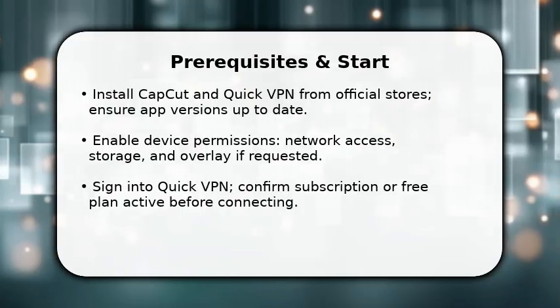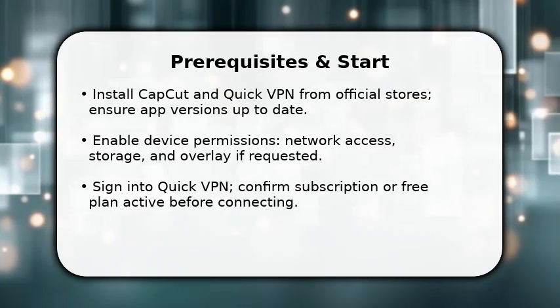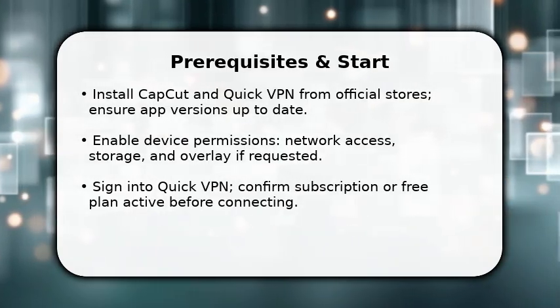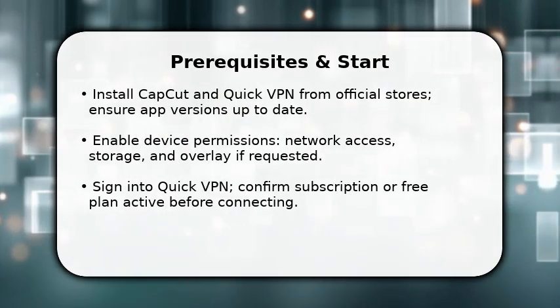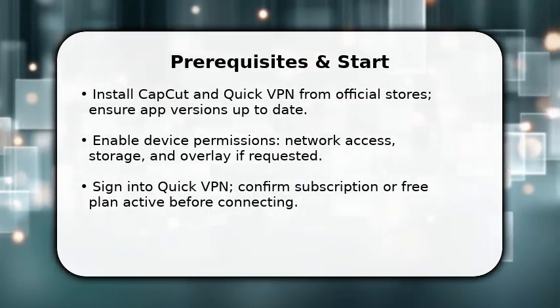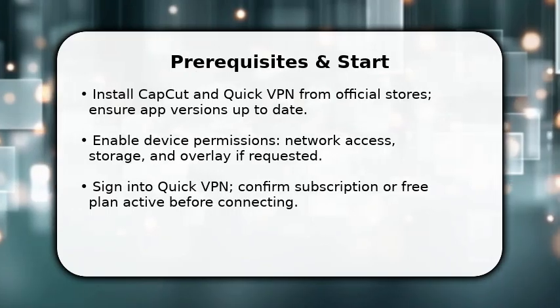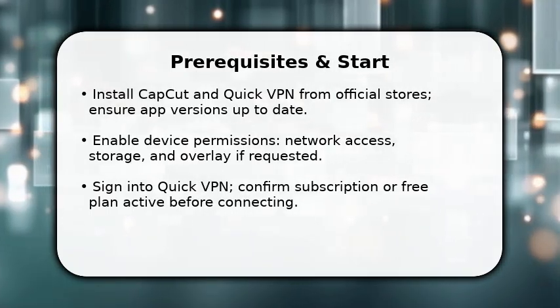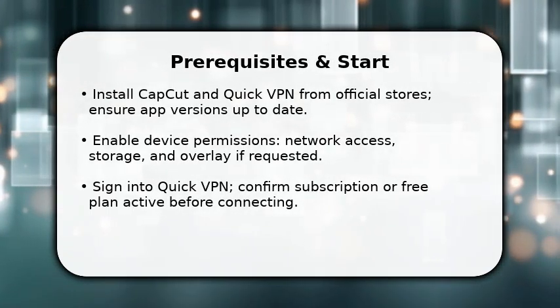You're starting with what matters: apps installed and permissions granted. First, open Quick VPN and sign in so the tunnel is ready. Then launch CapCut. Make sure CapCut can access storage and the network. Once done, switch back to Quick VPN and choose a nearby server for speed.